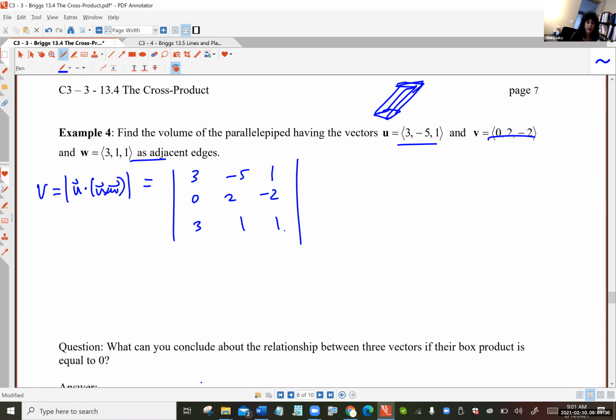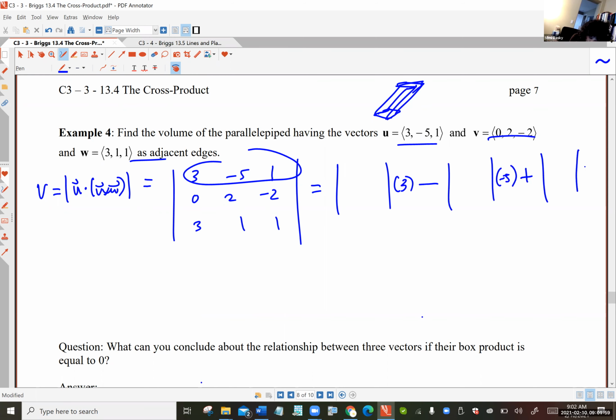I might get a positive, and when you rearrange rows, as you'll learn in Math 254, it does affect the determinant. It may change the sign. I don't want to get into that now, but it could happen. But as long as you have absolute value at the end, we all get the same answer. So I'm going to go 2 by 2 times 3, because I'm expanding along the top row, minus a 2 by 2 multiplied with -5, plus a 2 by 2 times 1.